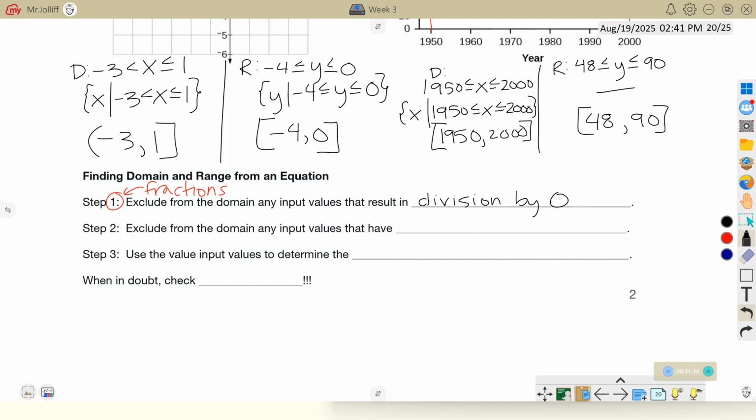Next, we're going to look at roots and radicals. I know that I am not allowed to take the square root of a negative number. If I do, I start getting i's in my answer. It makes me unhappy. Yeah, I'm no longer in the real picture. So I am going to exclude any inputs that have a negative under a root.